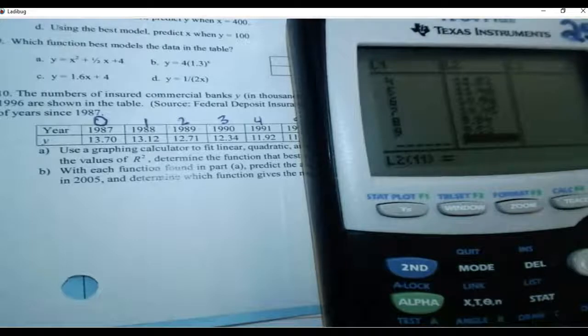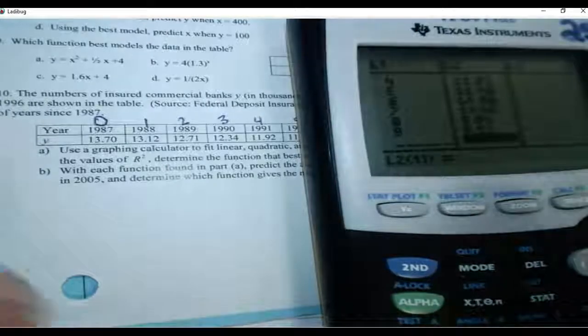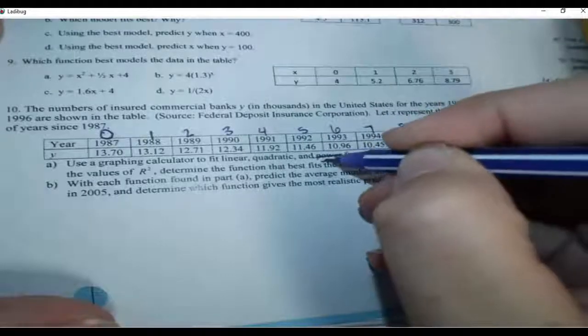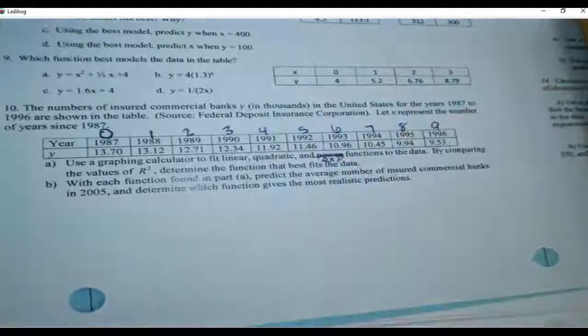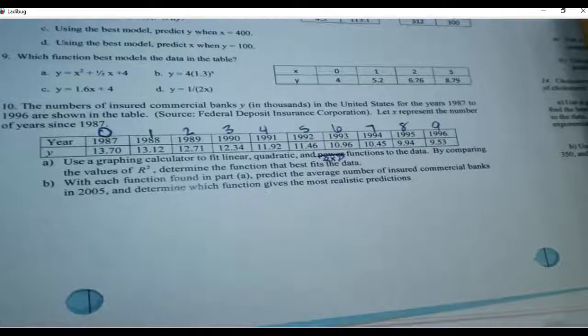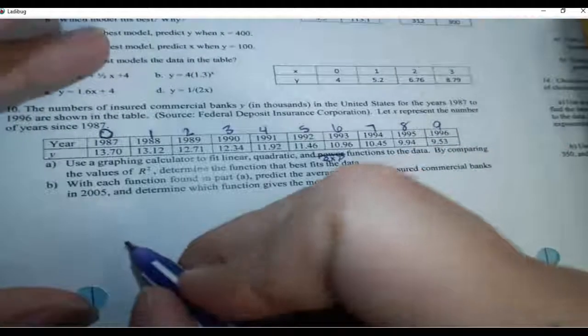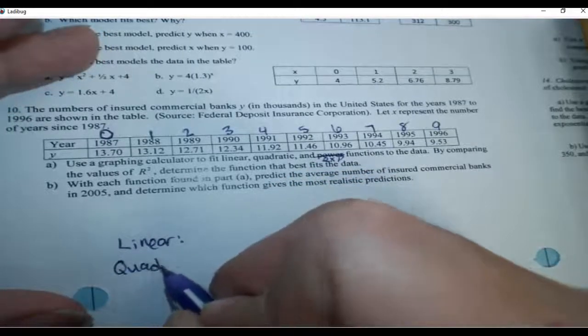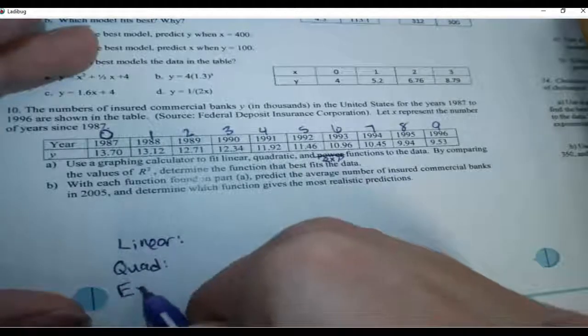So we want to use a graphing calculator to find linear, quadratic, we're not going to do power, we want to do exponential functions for the data, and then let's compare our r-squareds and determine which one fits the data best. So we want to find a linear, a quadratic, and an exponential.